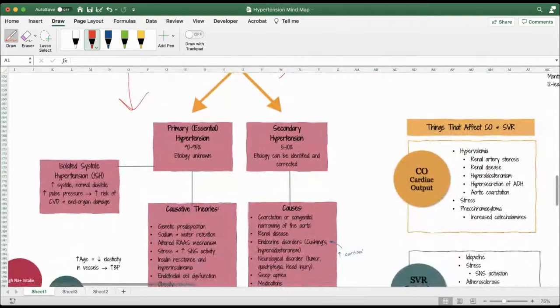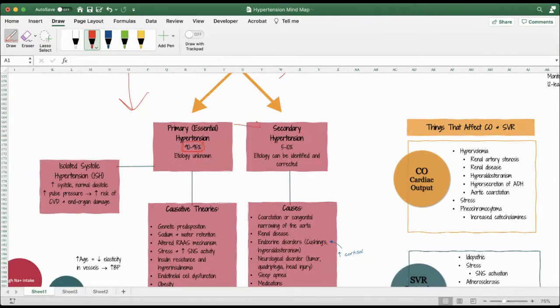Let's move down. So they have these classifications, right? You've got your primary high blood pressure and your secondary high blood pressure. In terms of the primary high blood pressure, that's pretty much what everybody has. 90 to 95% of people have this primary or essential hypertension, where the etiology is really unknown. We'll go through a little bit of that in a minute.